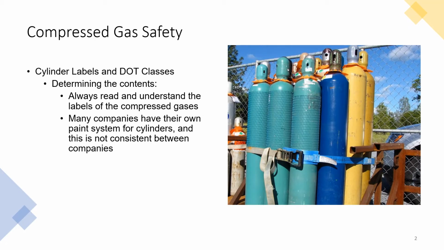First, let's talk about understanding exactly what the labels are in compressed gas. Always have to read and understand the labels. You will find a lot of different paint schemes out there. Some companies have their own paint schemes. Other companies use whatever happens to be the cheapest paint out there. So you will not find a consistent paint scheme between different hazard classes and cylinder types. And of course, cylinders come in all shapes and sizes, big and small. And so you must always read and understand what's inside. Let's go to the next slide.